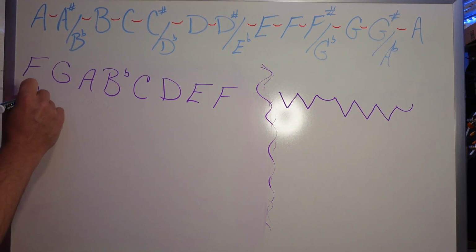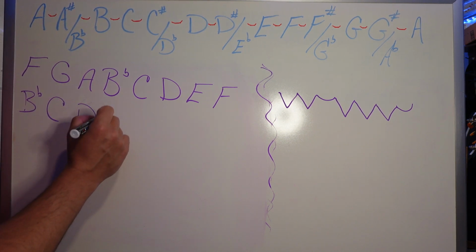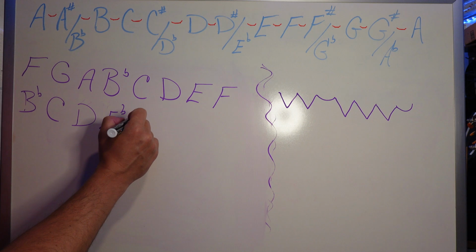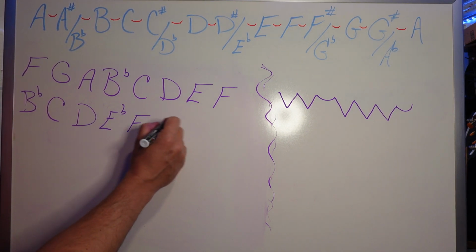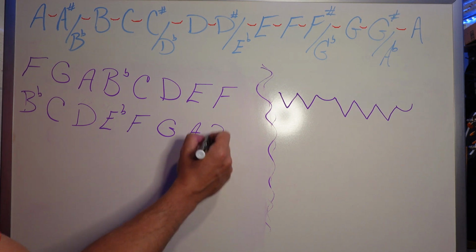B flat, up a whole step to C, up a whole step to D, up a half step to E flat, up a whole step to F, up a whole step to G, up a whole step to A, and then up a half step to B flat.